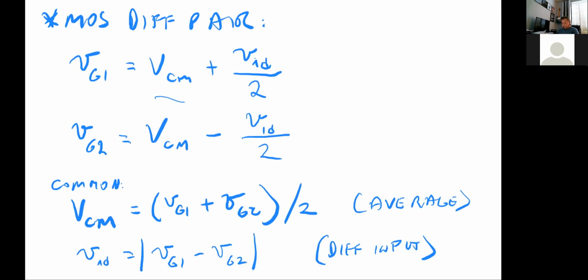So let's continue. Now, first of interest is considering if we say that the voltages at the gates are going to be the same and are going to be that common voltage.